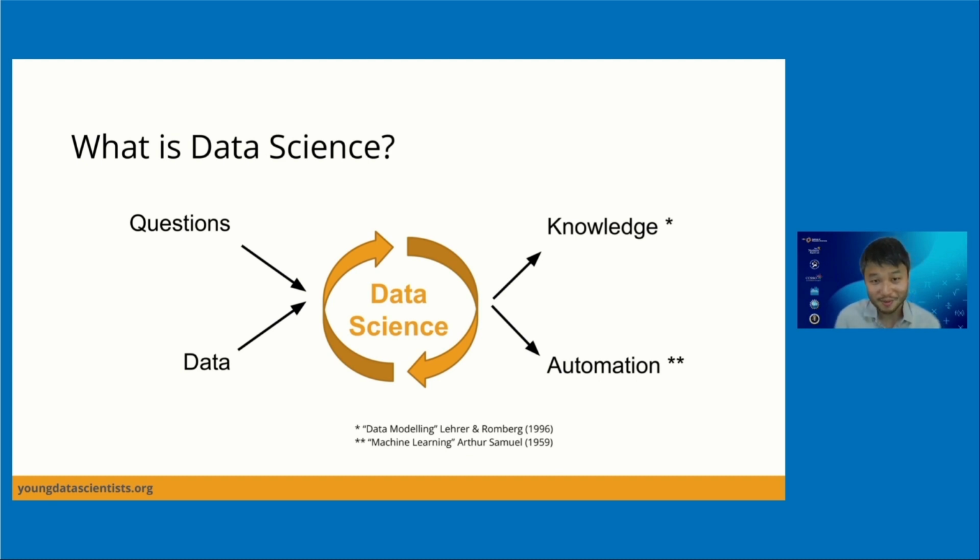So from this example, what do we know? What exactly is data science? This is a diagram that we introduced to our students. Data science is simply a process of taking questions and data and transforming them into outputs that we care about in society, whether that's knowledge or automation.